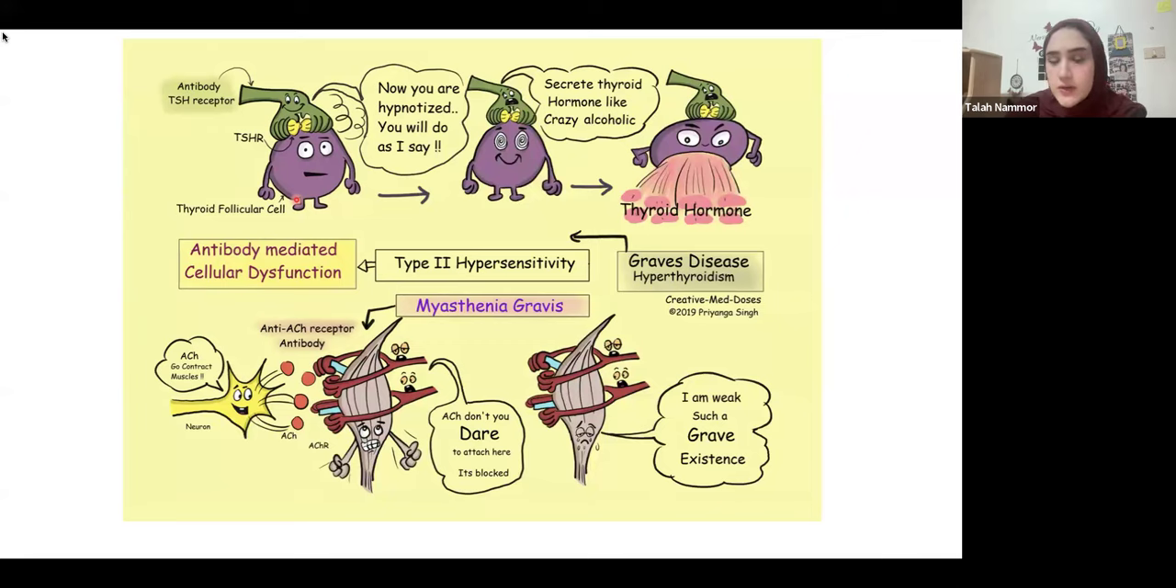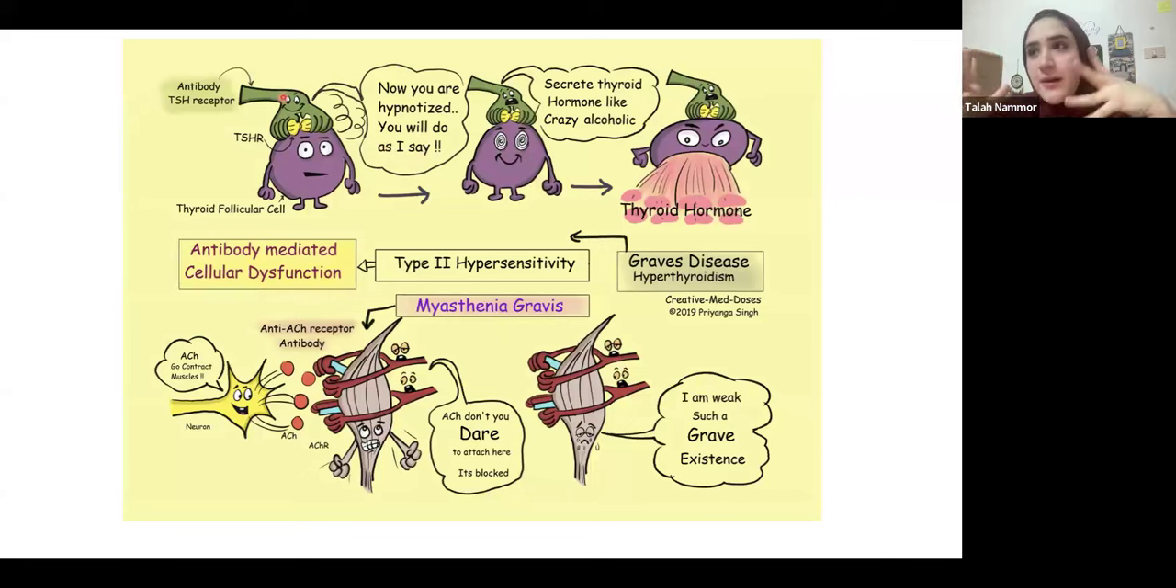Graves' disease. You remember Graves' disease? Graves' disease causes hyperthyroidism. How does it cause hyperthyroidism? Our body goes crazy and starts producing antibodies that mimic TSH. So this antibody is going to go to the TSH receptor. Now you're hypnotized, you'll do what I say. So this antibody is going to bind to the TSH receptor.